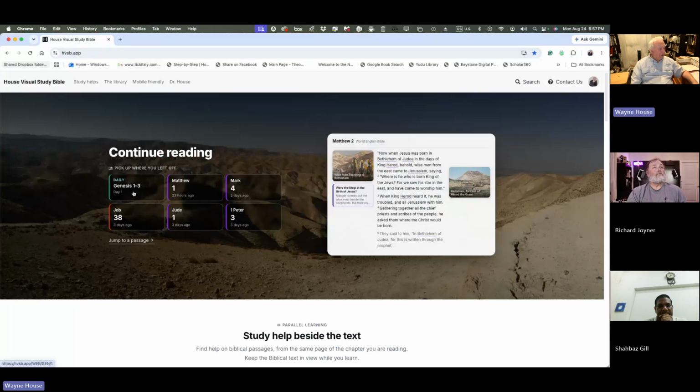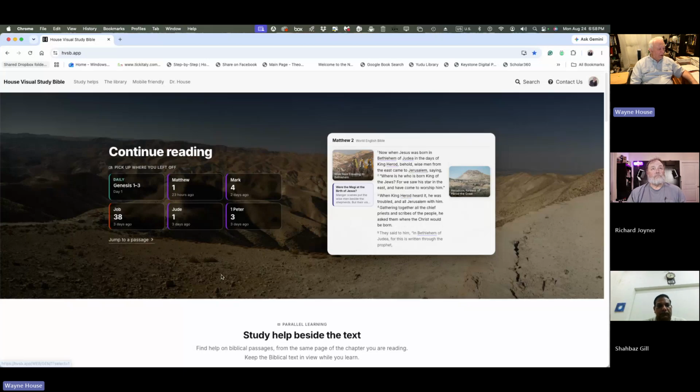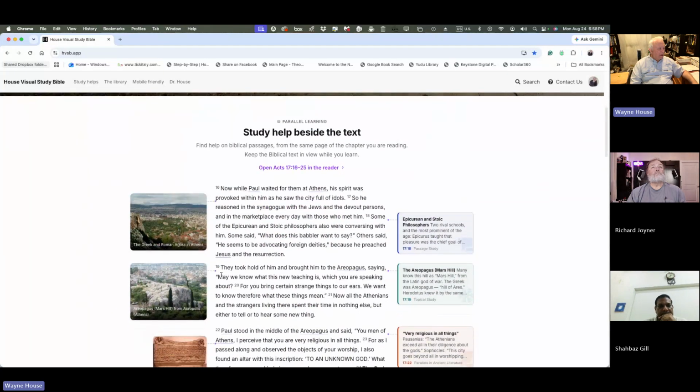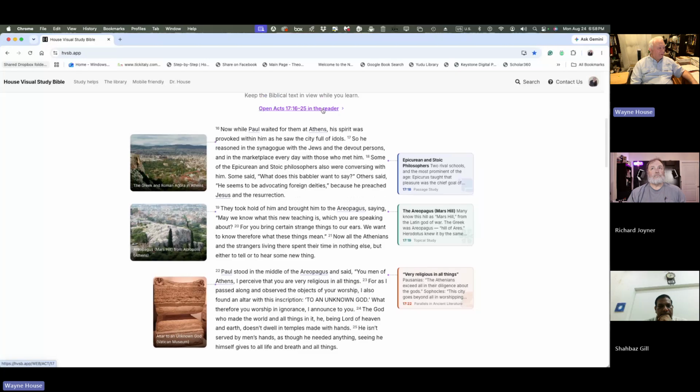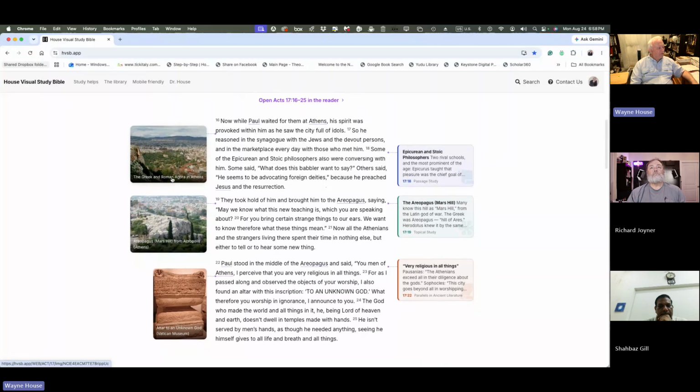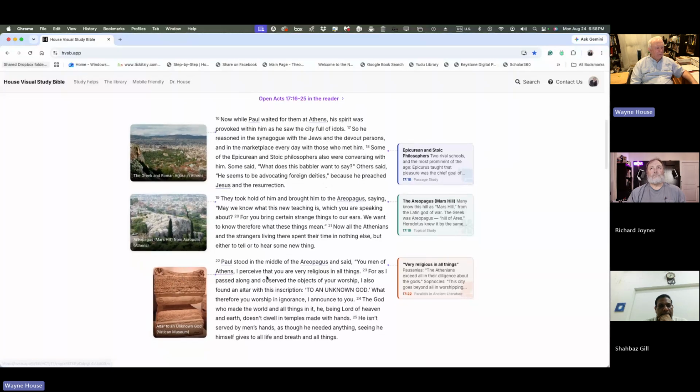And what you have here, these are daily readings, like in Genesis and Matthew and Mark and so forth. But let's say you wanted to jump to another passage. I'll show that to you too. But right now, if you'll notice, there are study helps as you read through. For example, this is Acts 17 to give you an idea. If you were to go to Acts 17, these are the places in Greece and the mountains and places.